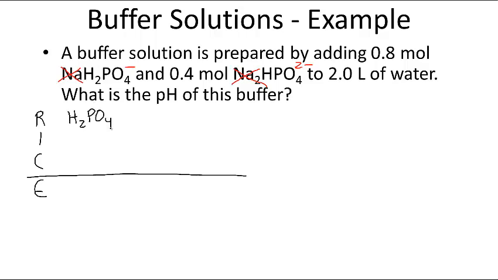H2PO4 minus dissociating into H plus and HPO4 2 minus. Where am I going to get the K value for that reaction? From the blue sheet. Specifically where? The polyprotic acids, yeah, you're going to look in the polyprotic acids.